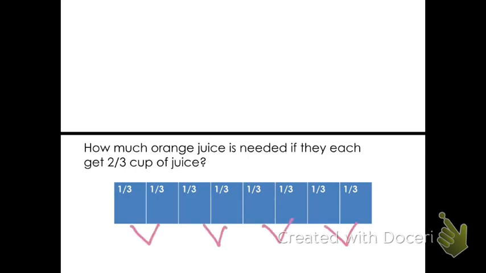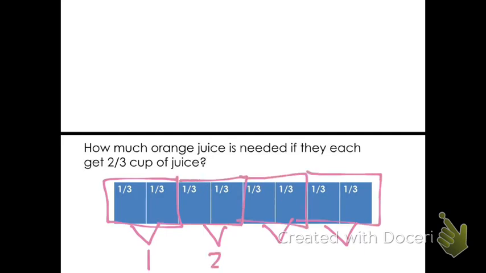So I'm looking at my visual right here, and there's 2/3 in each one of my little sections that I'm boxing off right now. So those go to the 1, 2, 3, 4 people who are there.